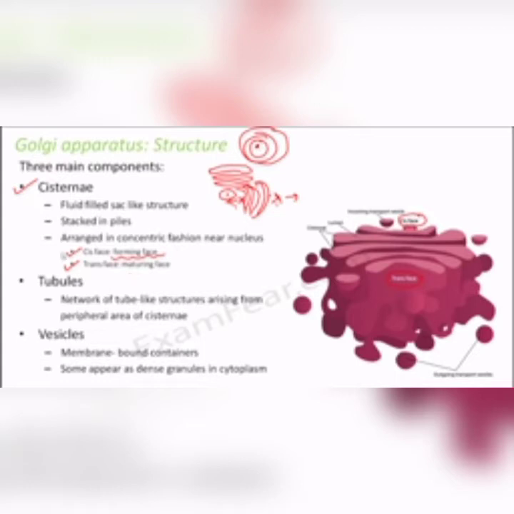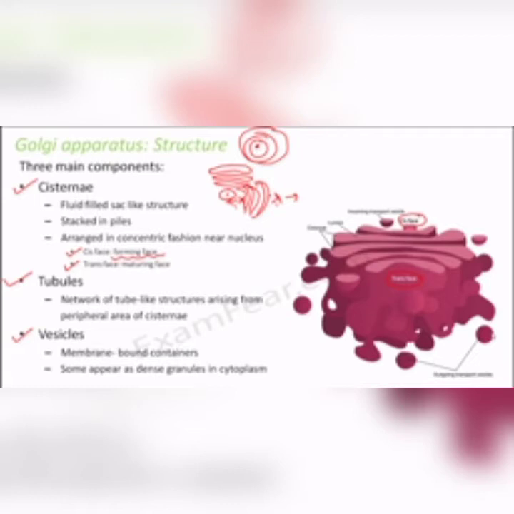Now the next important component is tubules. They are a network of tube-like structures arising from the peripheral area of the cistern. Here, if you see, this is the peripheral area and there you can see some tube-like structures arising. So they are called tubules. Then there are vesicles, that is, membrane-bound containers. Some appear as dense granules in the cytoplasm. See here, they are like containers. These are all vesicles. So these are the three important components of the Golgi apparatus: cisternae, tubules and vesicles. Now the number of cisternae in a Golgi apparatus can vary.